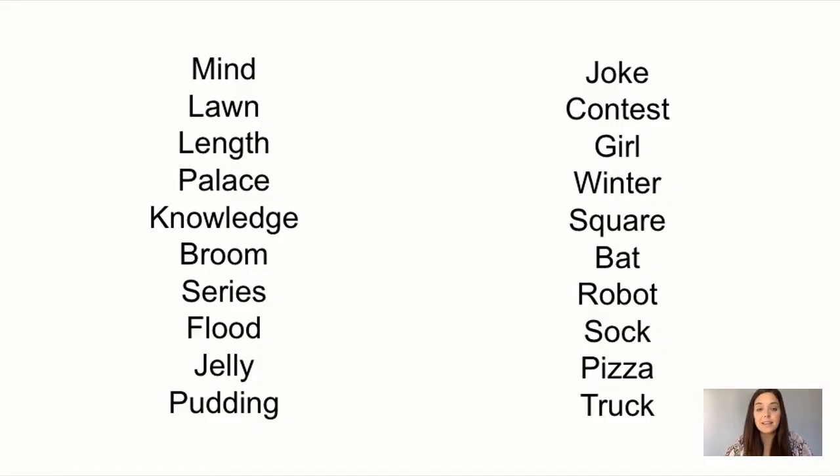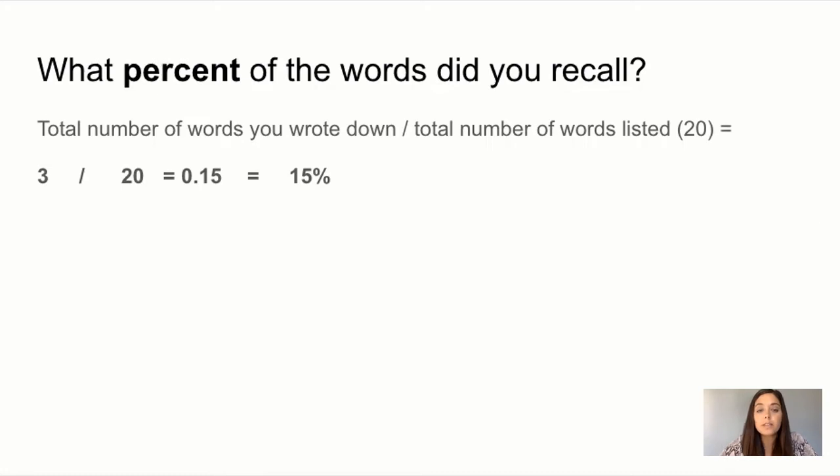Now, take a look at this second list of words and compare it with the words that you wrote down. How many words did you correctly list? Now we want to determine the percent of the words we recalled again. So that means that you are taking the total number of words you wrote down. You're dividing that by the total number of words listed, which was 20. So in my case, I correctly wrote down 3 words out of 20, which is 15%.